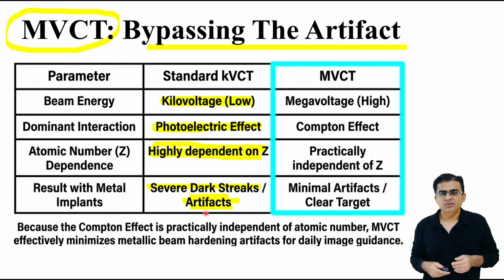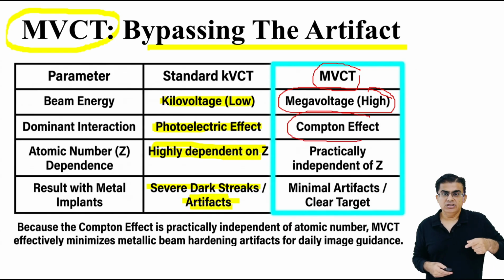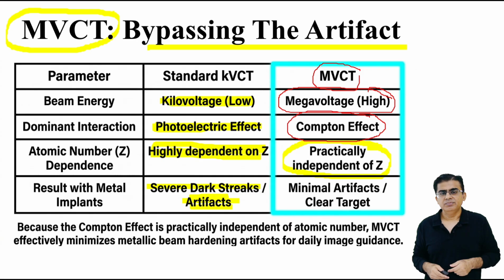Now look what happens if you take MVCT instead of CBCT. MVCT strictly uses high energy megavoltage photon beams. Because the energy is so high, the dominant physics interaction completely changes to the Compton effect. This brings us to a golden rule. The Compton effect is practically independent of the atomic number.